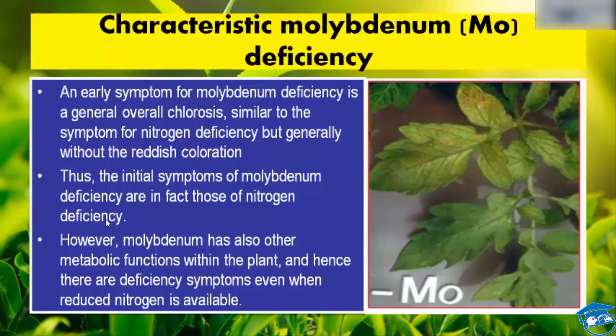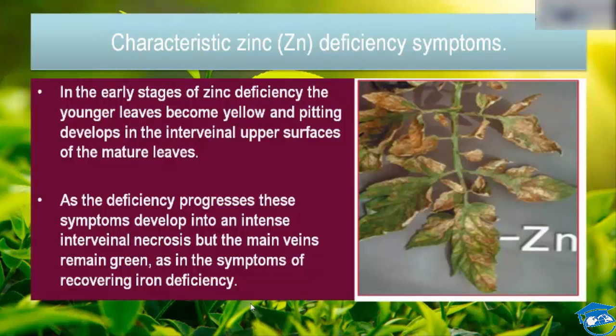However, molybdenum has also other metabolic functions within the plant and hence there are deficiency symptoms even when reduced nitrogen is available. Now come to the zinc. Plants obtain zinc as zinc ion, that is Zn2+ ion. It activates various enzymes, especially carboxylases, and it is also needed in the synthesis of the plant hormone auxin, students. So in the early stage of zinc deficiency, the younger leaves become yellow and pitting develops.